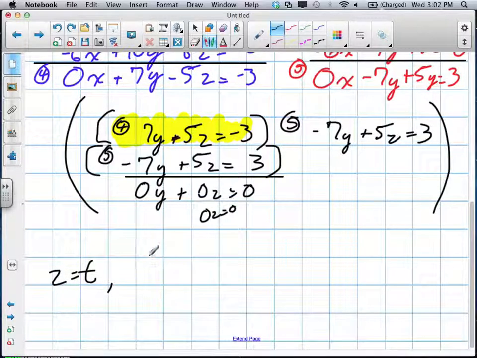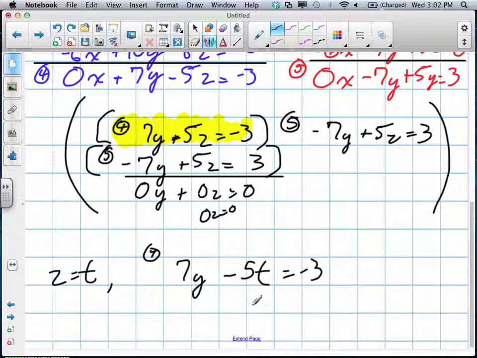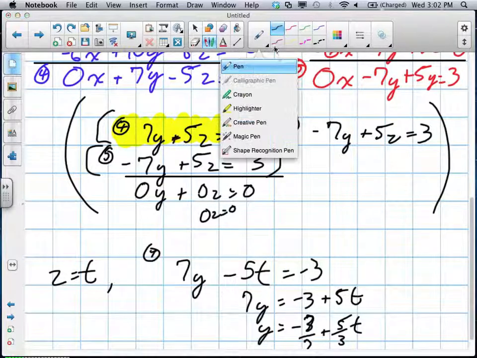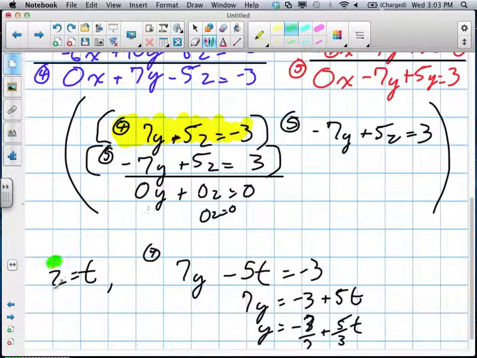Okay. When I do that and plug it in for equation 4, 7y minus 5t equals -3. We're going to solve for y. 7y is equal to -3 plus 5t. So y equals -3/7 plus 5/7t. So that's one of the parameters. We now have two of them. We have our first parameter, z equals t. Our second parameter, y equals -3/7 plus 5/7t.